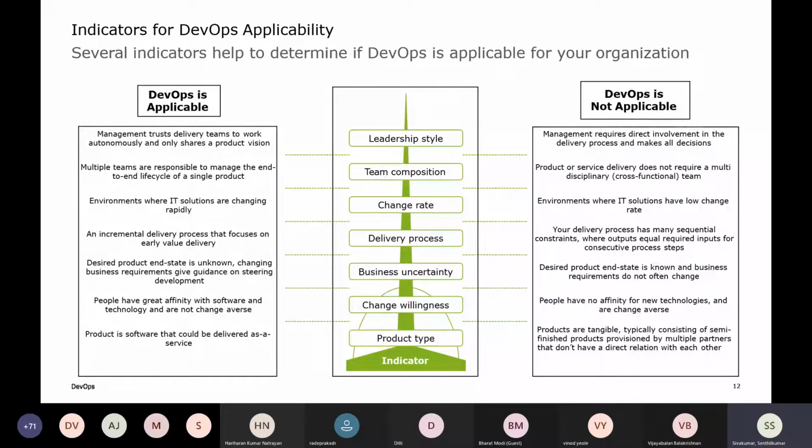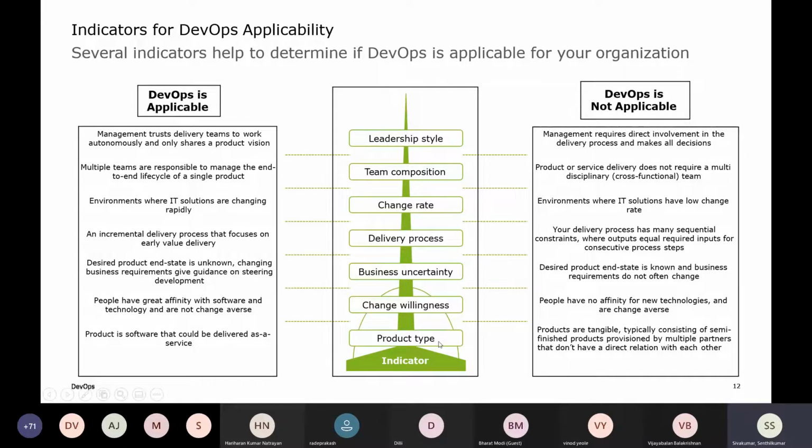If it is applicable, what are the things that come to mind? The product is software that can be delivered as a service. This is the point that needs to be fulfilled. On the other side, DevOps is not applicable when products are not tangible, typically consisting of semi-finished products provisioned by multiple partners that don't have a direct relationship with each other. If you have this kind of phase, then you can identify whether the DevOps scope is applicable or not. And change willingness. So what is change willingness?